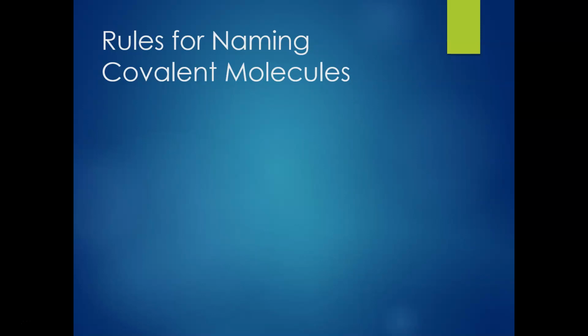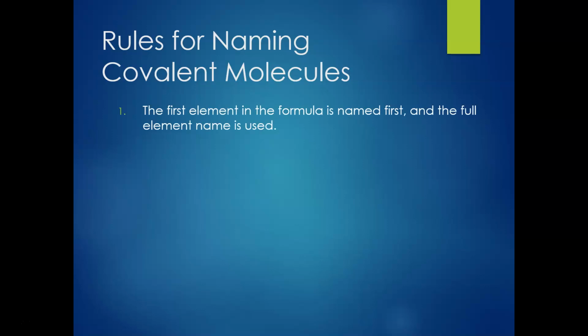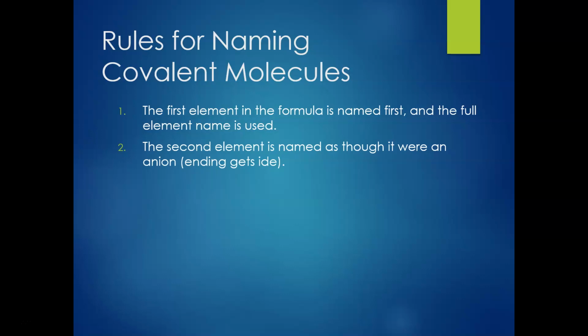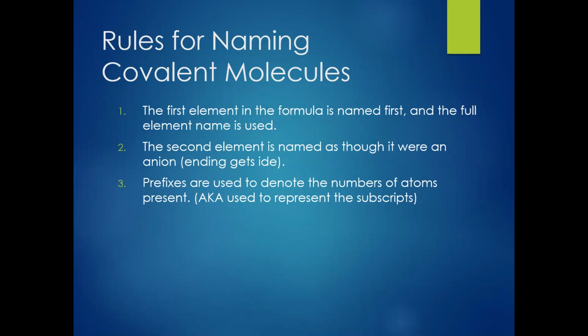Using those prefixes, let's talk about the rules for naming covalent compounds. The first element in the formula is named first, and the full element name is used. The second element is named as if it was an anion, so getting that ide ending that we have already been working with: element name with "ide" at the end. Then we're going to use those prefixes we talked about on the previous slide to denote the number of atoms present. Basically we're going to use the subscripts of our formula to figure out what prefixes to use.